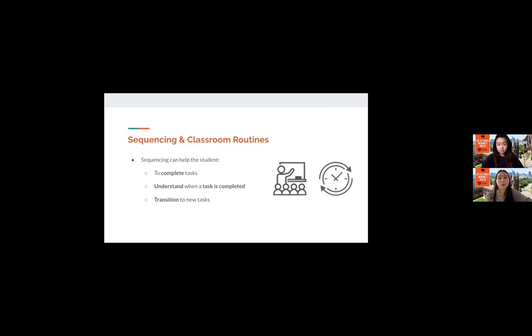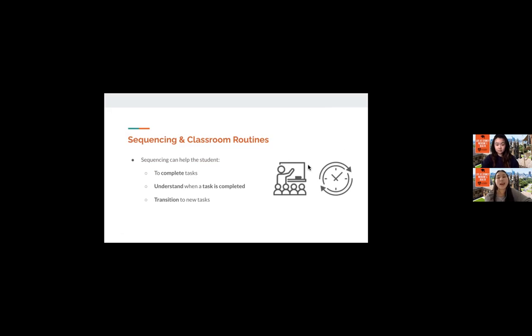Sequencing can also affect how well students follow activities and routines. In the classroom in particular, sequencing skills are required for students to understand and to follow class schedules and timetables. It can help the student complete tasks, understand when a task is completed, and transition to new tasks.